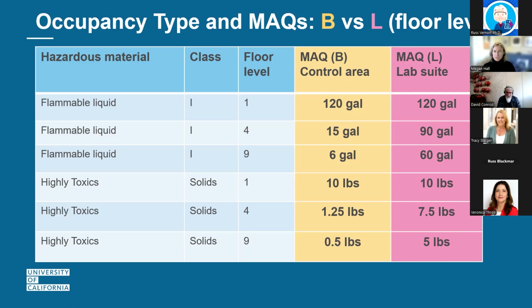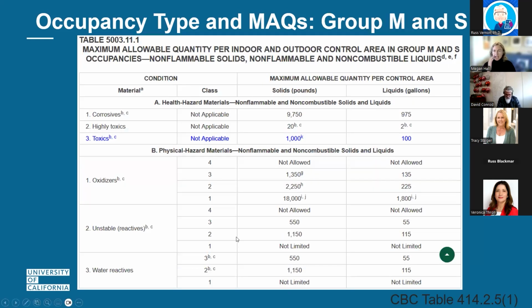Okay, so let's move to the M's and S's. So this is a different table. This is the MAQ table for indoor and outdoor control areas in group M and S occupancies.